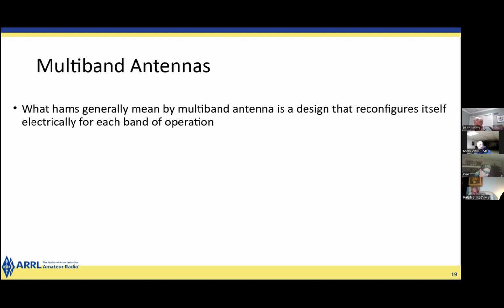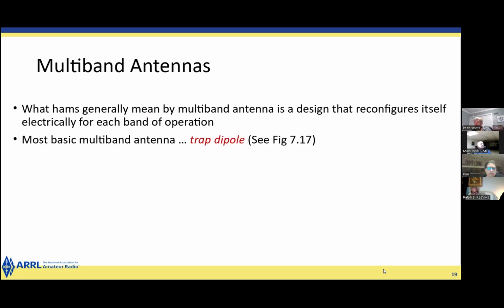What hams mean by a multi-band antenna is a design that can be used on a number of different bands. The most basic multiband antenna is a trap dipole.